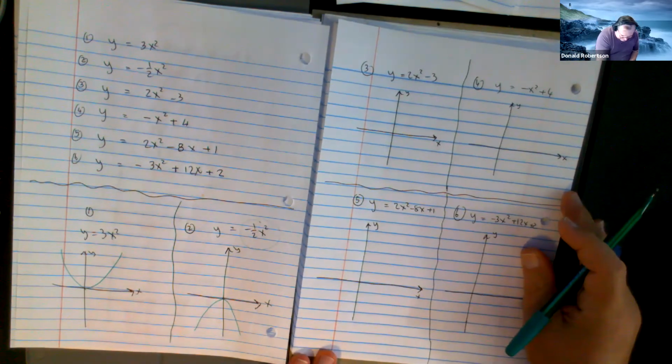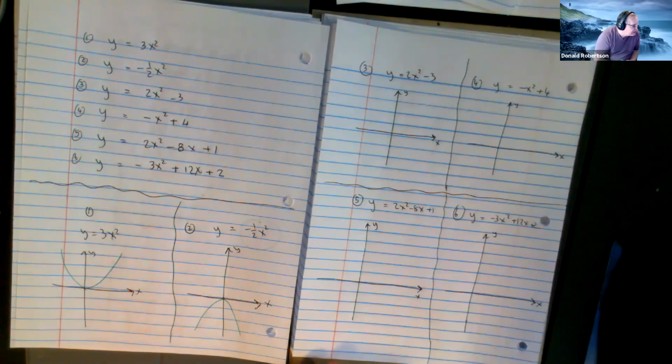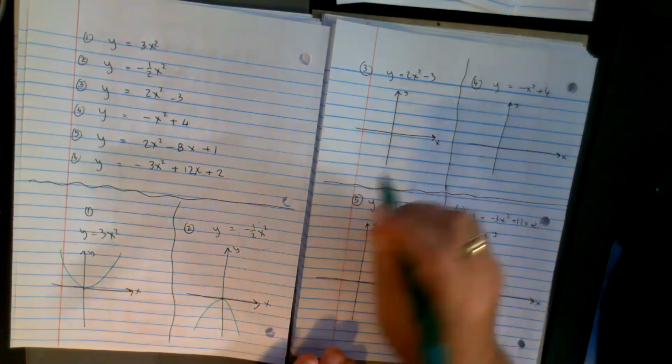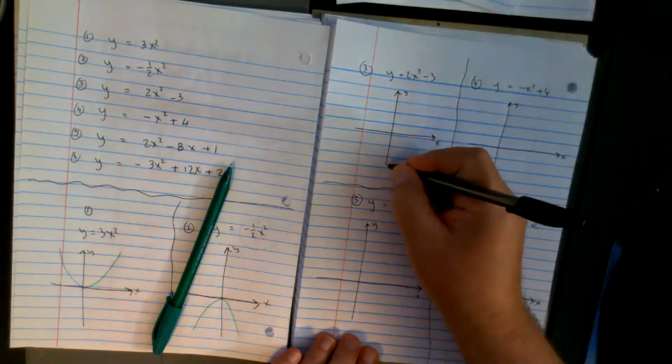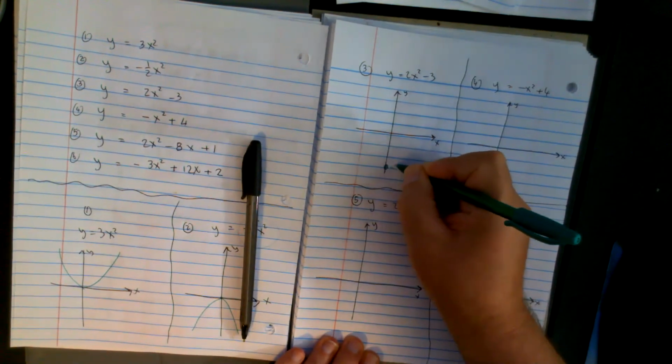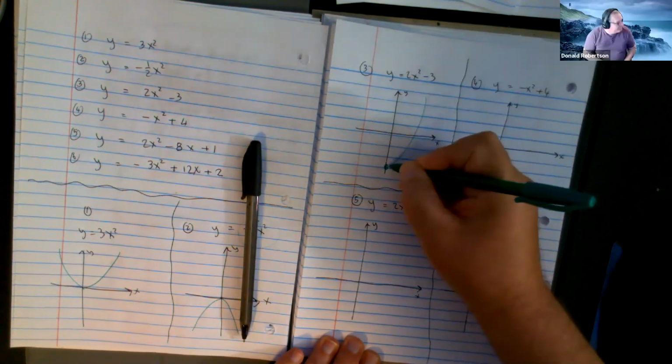Next one. 2x squared minus 3. Where is the vertex in 2x squared minus 3? Is it 0, -3? You're right. It's there. And it's a happy face. And that's that one done.